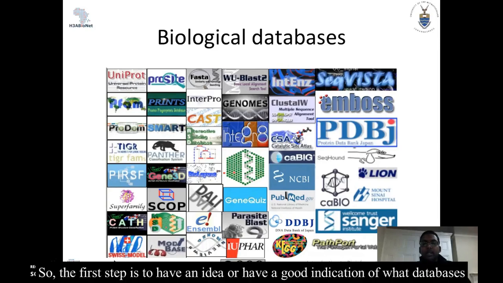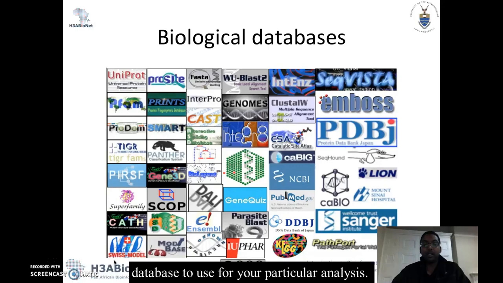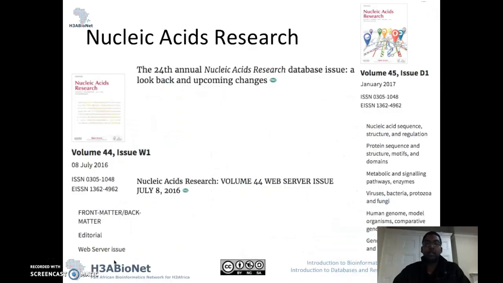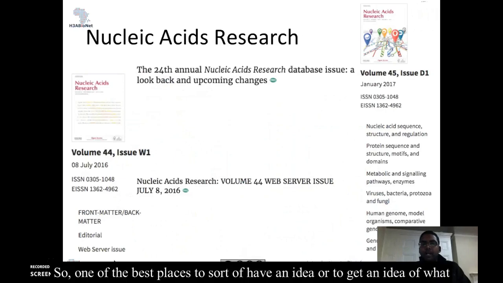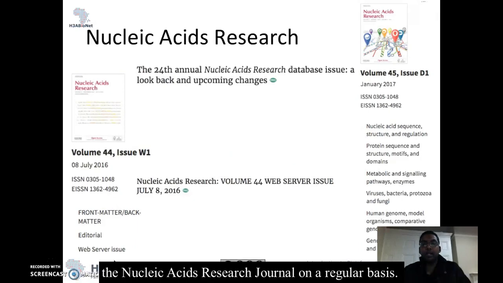So the first step is to have a good indication of what databases and resources are out there in order for you to select the correct database to use for your particular analysis. One of the best places to get an idea of what databases and resources are out there is two publications that are published by the Nucleic Acids Research Journal on a regular basis.